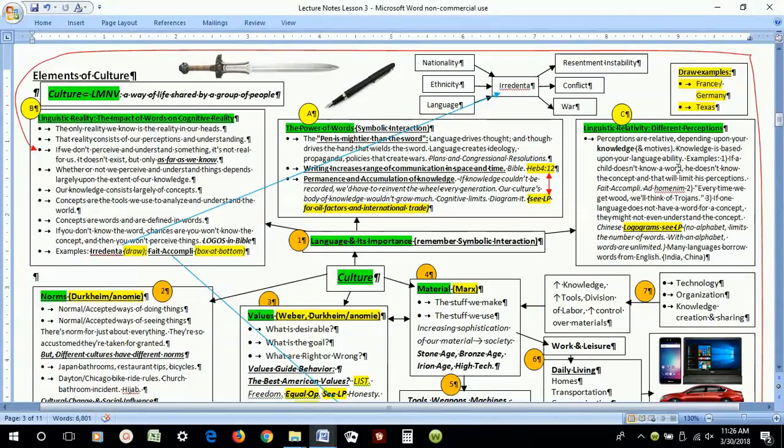For example, if a child doesn't know a word, he doesn't know the concept, and that will limit his perceptions, right? For example, fait accompli, ad hominem, a child's like, what? Ad hominem is used all the time, over and over again. Do people fall for it? Yes, over and over and over.